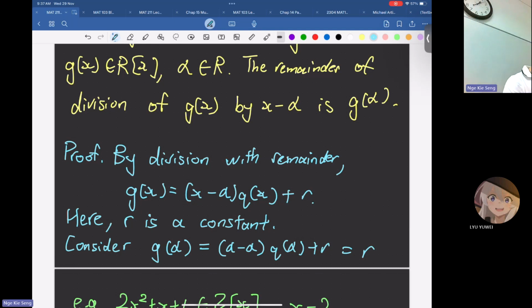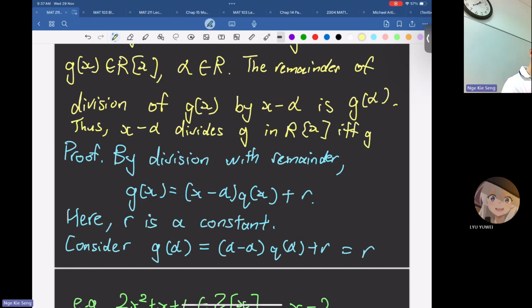So this means that x minus alpha will divide G in R[x] if and only if G alpha is 0. There's no remainder, then it divides. So why are we interested in this kind of x minus alpha form? Because x minus alpha equals 0 gives you the root. It will help us to split the polynomial into groups. That's why we are interested in x minus alpha.